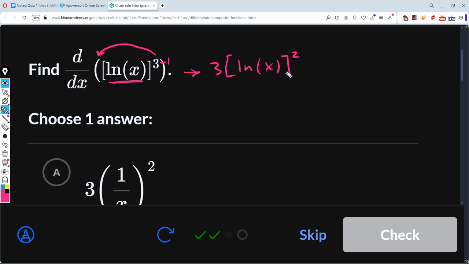Now we multiply by the derivative of inside, the inner function. Recall the derivative of ln of x is 1 over x. All right, these are all multiplied, so distributing 3 times 1 over x, that's going to be 3 over x, and that's times ln of x squared. All right, that whole thing, ln of x is squared. Final answer.